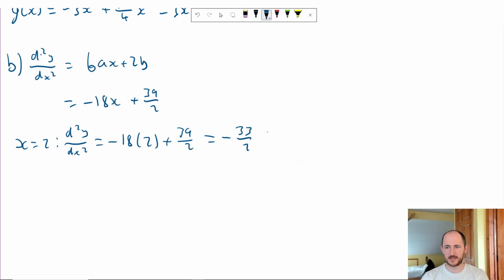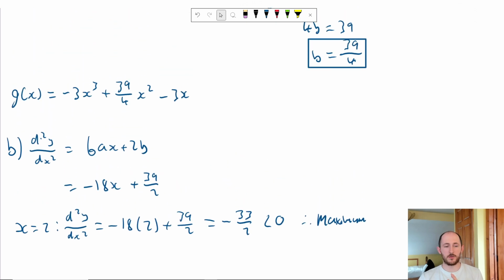And remember the reasoning from before. It means it's a maximum because we're going from a positive gradient to a negative gradient. So overall, the change in the gradient is negative. Change in gradient is d squared y by dx squared. That brings us to the end of the standard differentiation, as I'm going to call it.